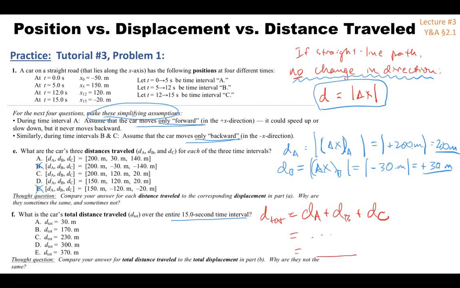So pause the video right here. Try and find out what the distance traveled is during segment C, and then calculate what the distance traveled is during the total trip. Then unpause and check your answer. Okay, so the distance traveled during time interval C is 140 meters, and then the total distance traveled is the sum of those 3, which is going to be 370 meters.